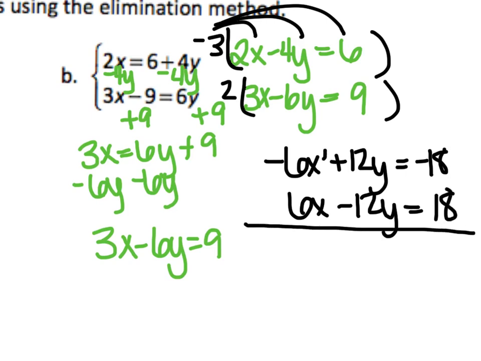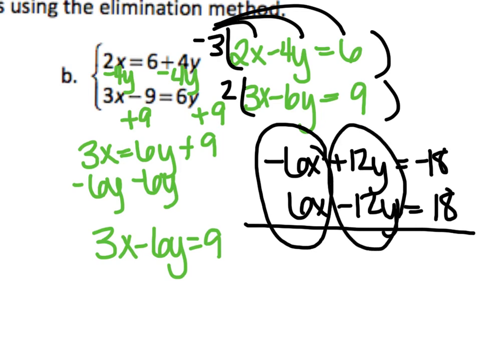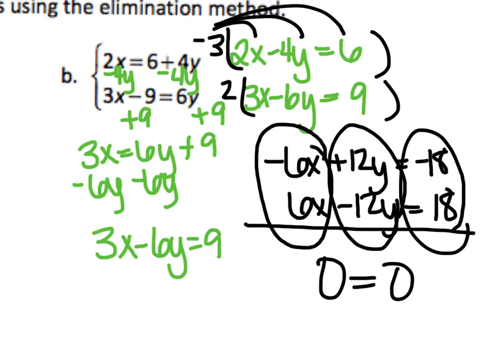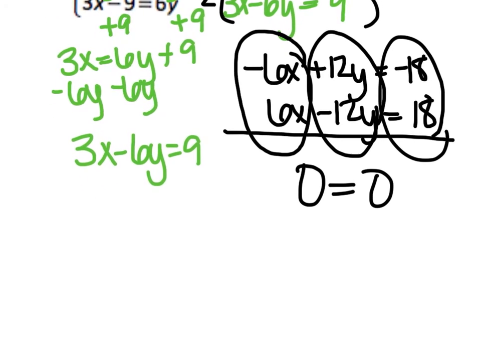So now if I add them together, this is going to be 0, and my y's are going to be 0, and my 18 is 0. So I get 0 equals 0. Your answer is not 0, as many of you might think. Since this is a true statement, 0 equals 0, the answer is infinitely many solutions.